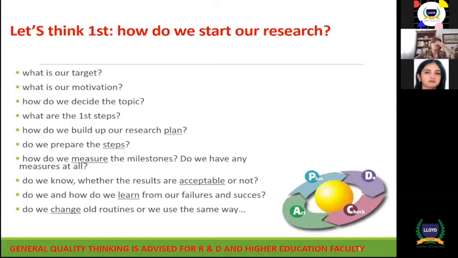How do we build up our research plan? How do we prepare the steps? Do we have a plan or the steps, and do we put milestones? How do we measure the milestones? Do we have any measures at all in our research? Do we know whether the results are acceptable or not?